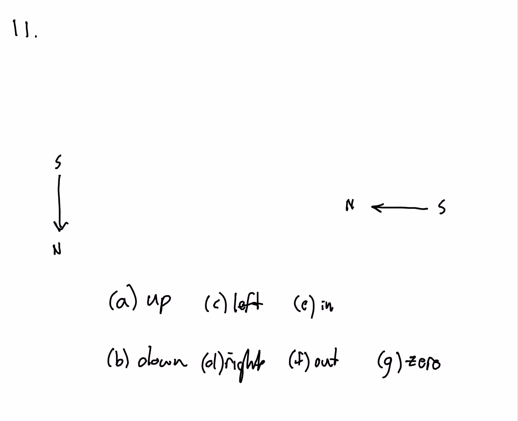For homework problem 11, determine the net force that these two magnetic dipoles at right angles to each other exert on each other. Just the direction of it. Is the net force exerted on the left dipole by the right dipole A, upward, B, downward, C, leftward, D, rightward, E, into the screen, F, out of the screen, or G, is it zero net force?